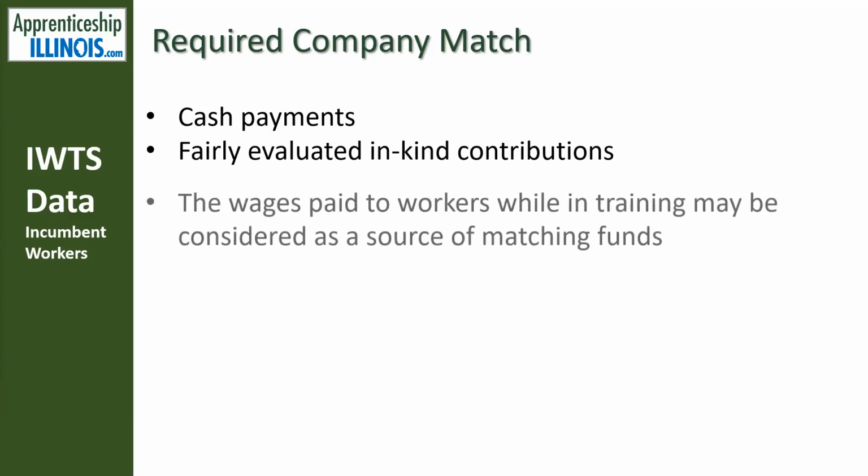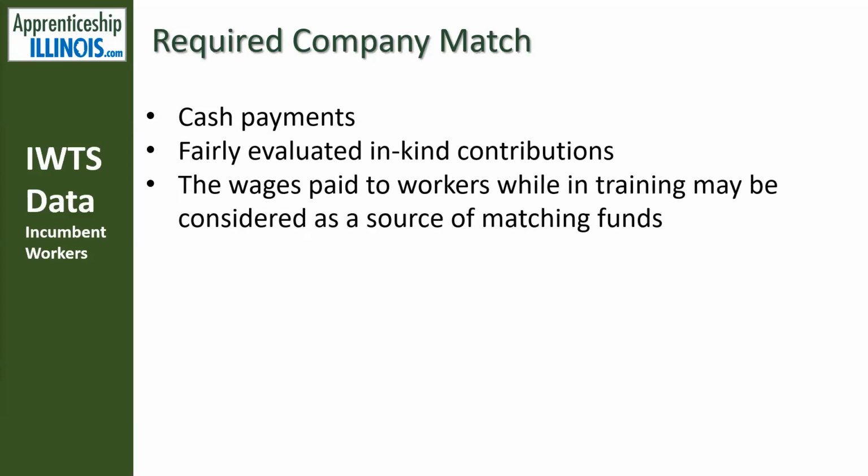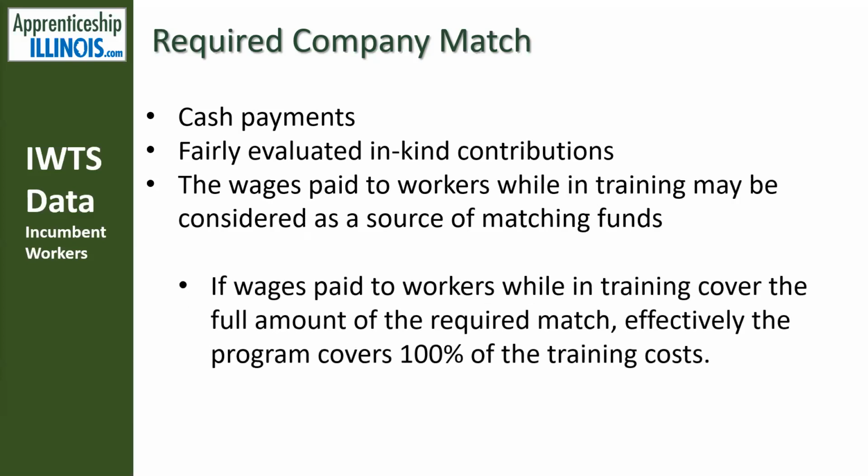Okay. So how can a company provide that match? They could make cash payments, in-kind contributions, but most often, and by most often I mean 99.5% of the time, a company meets its required match by paying wages for its workers while they're in training. Now what that means is, effectively, the program ends up paying for 100% of the training cost because the match is met by just paying their workers what they ordinarily would have been paid anyway, okay?